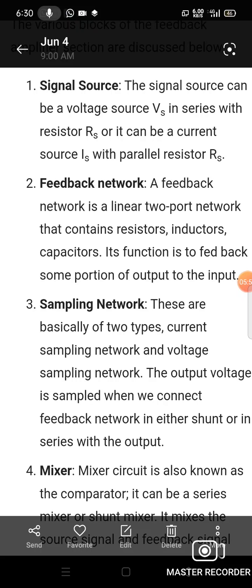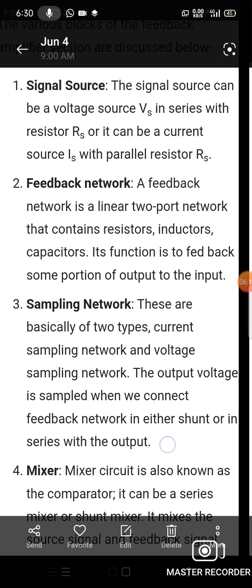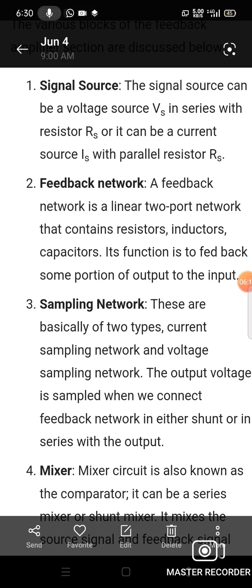Signal source. What is the signal source? The signal source can be a voltage source, denoted by Vs. It is a voltage source in series with the resistor Rs. Right? We have the actual amplifier input sections. Vs is connected in series with Rs. Right? In the previous circuit diagrams, we considered the source resistance connected in series with the source voltage, or it can be a current source Is, right, with a parallel resistor Rs.